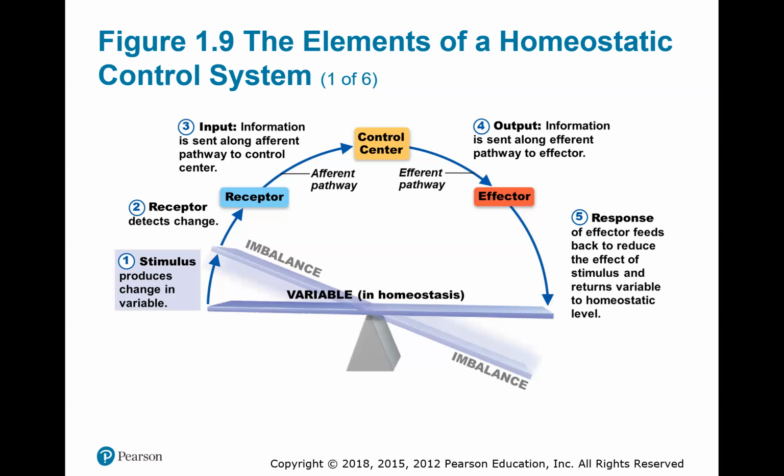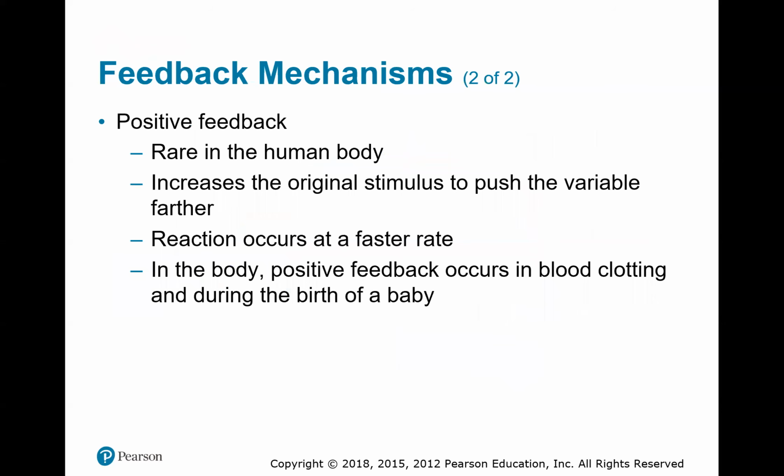We never want it to be too high. We never want it to be too low. So that's why negative feedback is so important. Now, we do have positive feedback. It's extremely rare in humans, but there are a couple examples that I'll talk about. The reason it's so rare is because this is actually going to push the stimulus farther away from normal. So again, this is very rare, and usually the reaction occurs really fast and is short-lived.